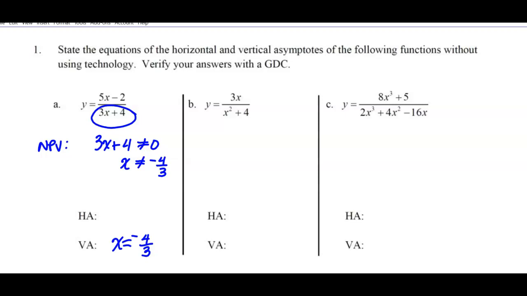Remember, for the equation of the asymptote, it is x equals negative 4/3, right? The vertical line. So you don't put the not equal to it. That's just if you're stating restrictions.